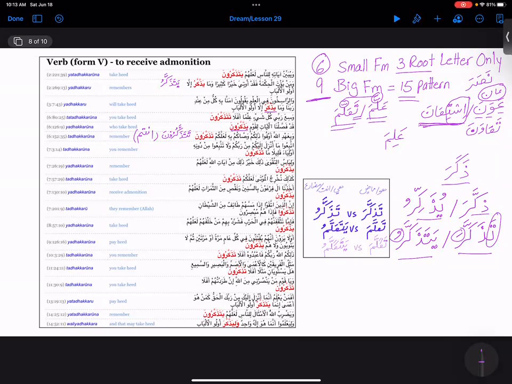Ta'allama would be yata'allamu. Or even when it goes to hiya or anta, it could be tata'allamu. So two ta's are going to come, two times.